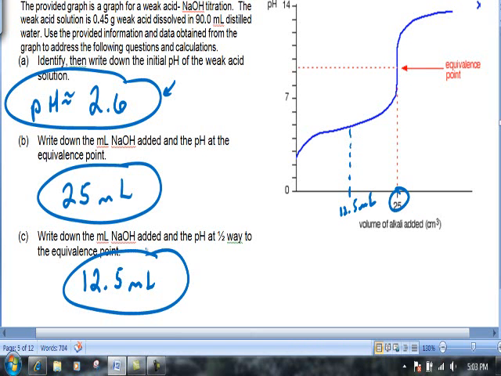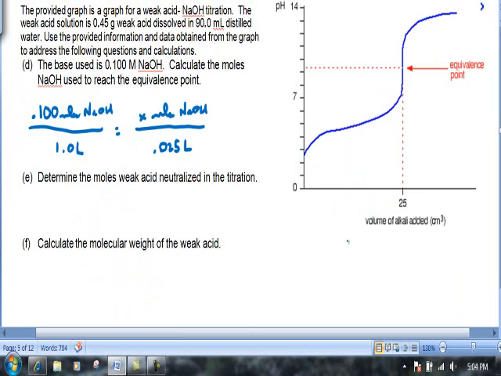We now have the information we need for the start of the problem. Our initial pH is about 2.6. We added 25 milliliters of base to reach our equivalence point, 12.5 milliliters of base to reach halfway to the equivalence point. Now we know that our base concentration is 0.1 molar, which gives us a known ratio of 0.1 moles sodium hydroxide to 1 liter.